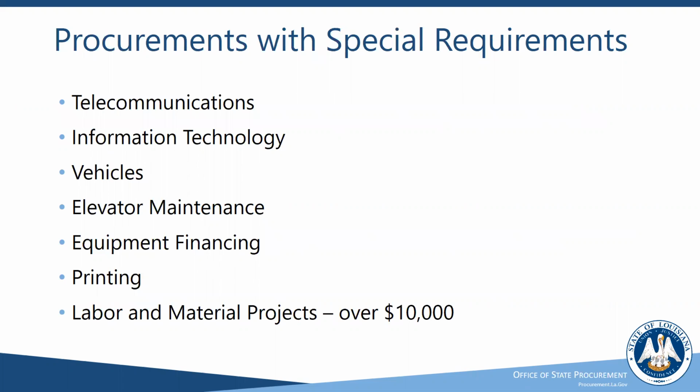There are also some procurements with special requirements. These are some of the commodities that require special handling and have specific rules for this particular commodity, and these include telecommunications, information technology, vehicles, elevator maintenance, equipment financing, printing, and labor and material projects over $10,000. Agencies can go to the OSP website for more information on these commodities. They can also reach out to our office, and we'll direct you to the buyer who handles them. They can walk you through the processes that are special to these.